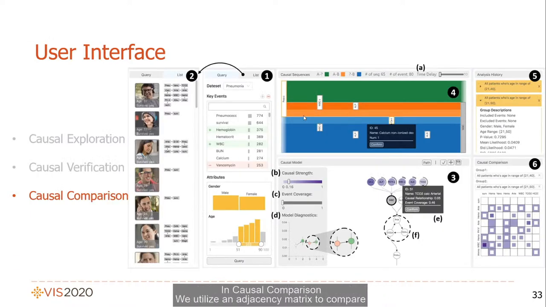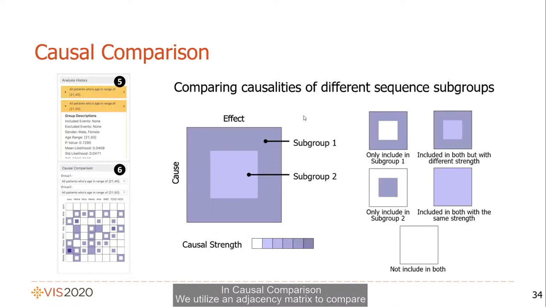In causal comparison, we use an adjacency matrix to compare the occurrence of all causal relations in two groups. The rows of the matrix present causes, and the columns represent effects. Each cell is divided into an outer region and an inner region, with the background color saturation representing the causal strength in the first group and the second group, respectively.